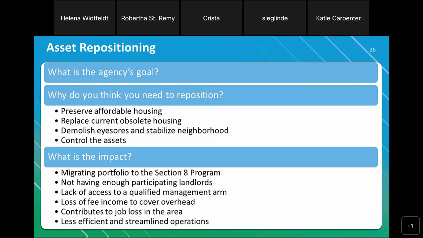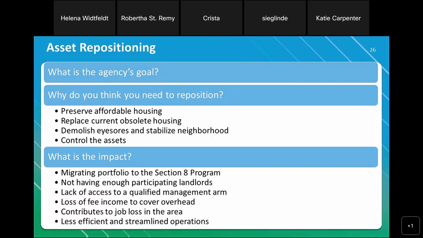Well, we talked about this in presentations. If you had asset repositioning presentations or RAD, if some of you started RAD conversion, you're migrating your public housing portfolio to the Section 8 program. So it's essentially budget neutral. What does that mean? Budget neutral just means you take your public housing money, your capital fund money, you combine it, and you move that money that's otherwise allocated by HUD over to the Section 8 program to be administered. So you're migrating the portfolio over. But that is an opportunity because now you are expanding your Section 8 program.